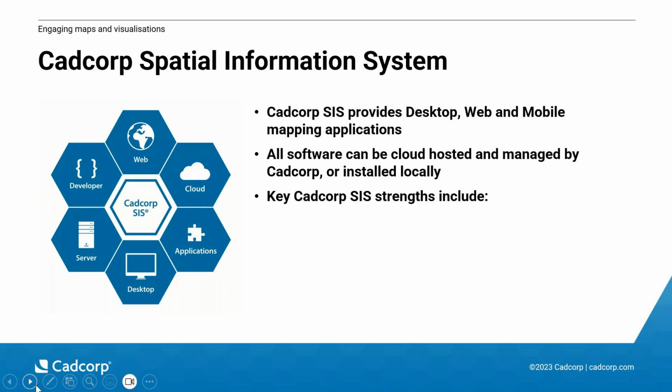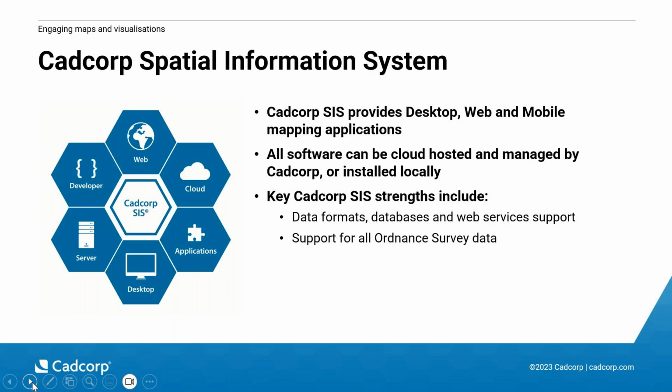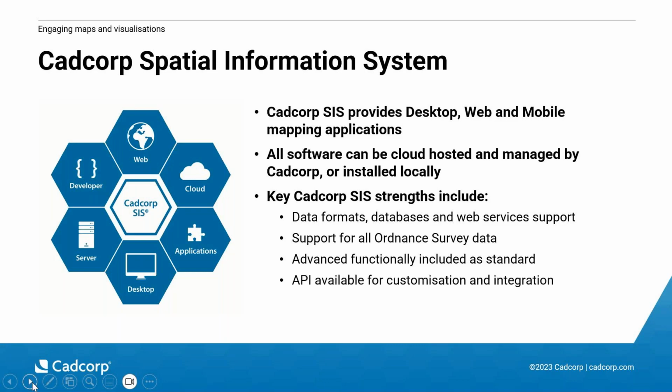Key strengths of the product. These include, and we often talk about these: data format support, database and web services support. Over 300 different formats are supported, and that's really useful for our customers for using data from different systems and bringing it all together. Linking to that, support for all Ordnance Survey data. Obviously, as government organisations, you're very used to and want to use the most up-to-date Ordnance Survey data. Lots of advanced functionality is included in our products as standard, and there's an API available for customization and integration should you need it.